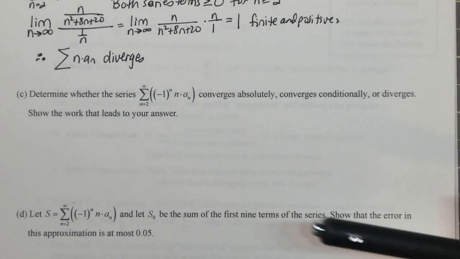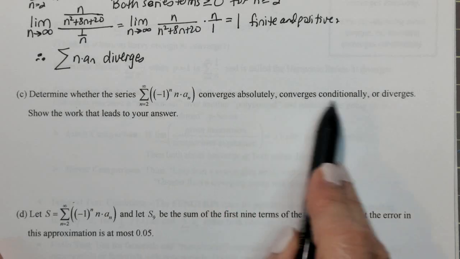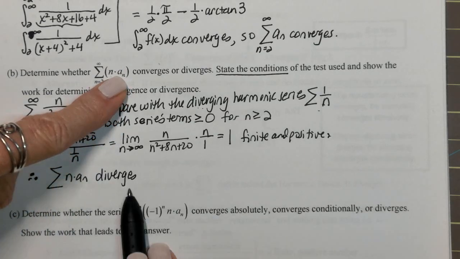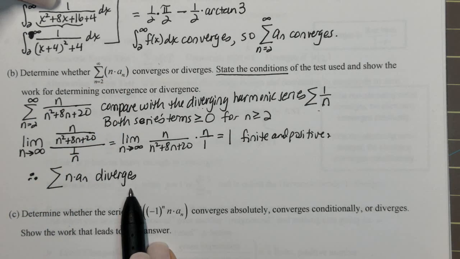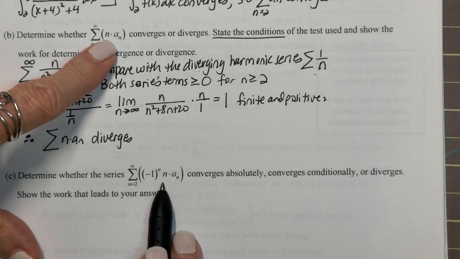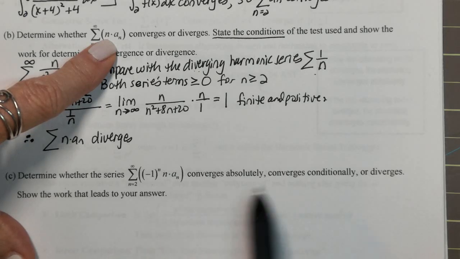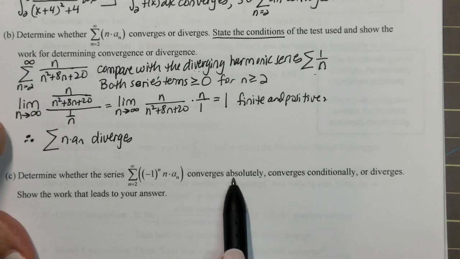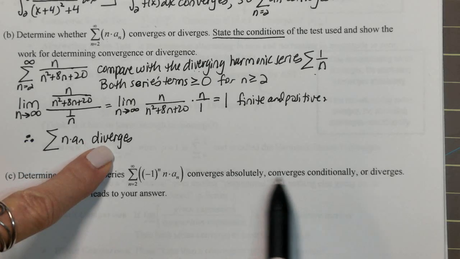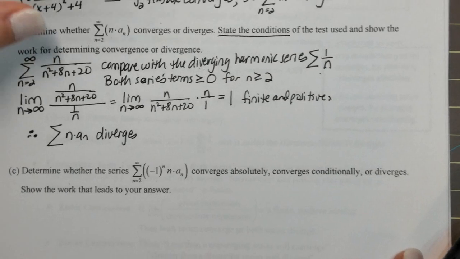Alright, part C. Now we're determining whether this series converges absolutely, conditionally, or diverges. So we just showed that this one diverged, right? We're going to make it alternate now. What if it's alternating? Then would it converge? It's definitely not going to converge absolutely though, because we just showed that this diverges. So it's either conditional convergence or it's still going to diverge. So first we're going to write it out.